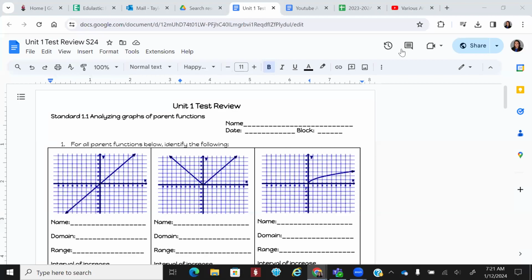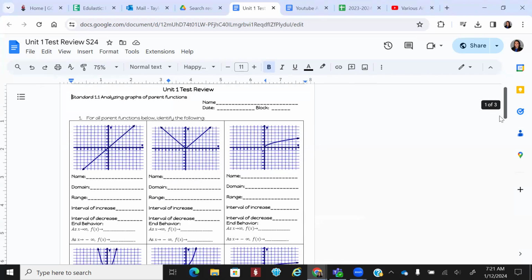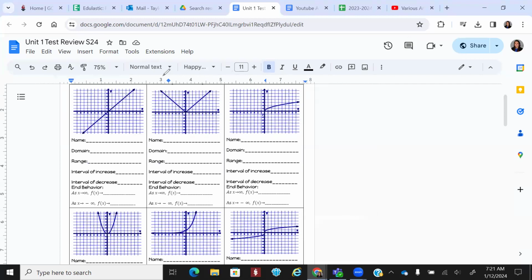Ask you to do is it's going to be identify all these different graphs. Okay, so let's run through those really quickly, and how you can memorize them. Okay, what's this first one? And why do we know that?